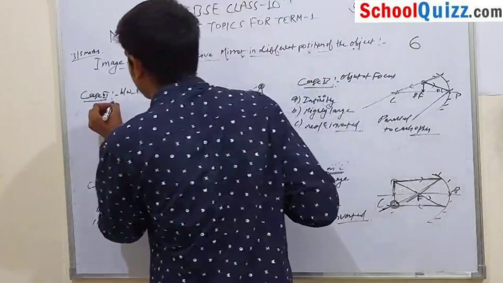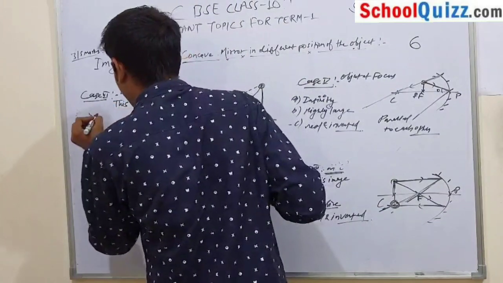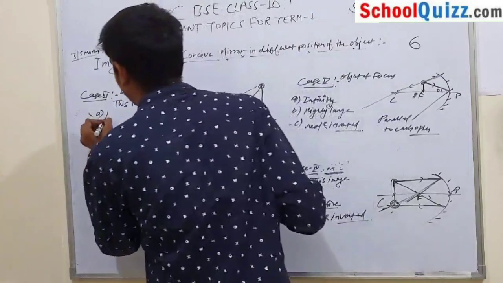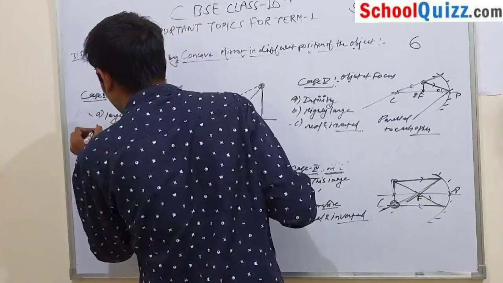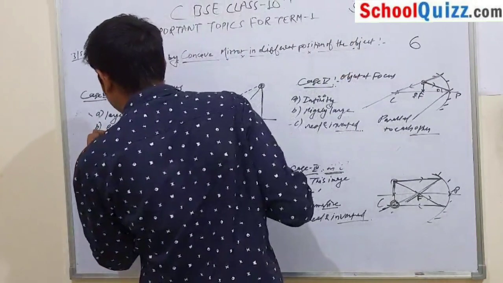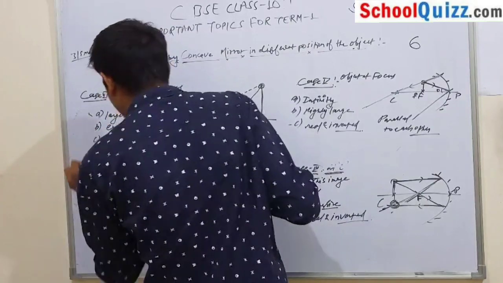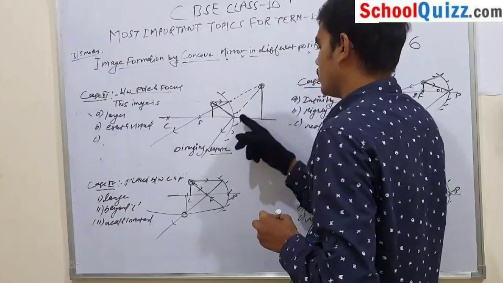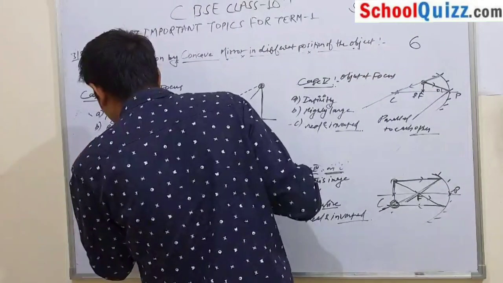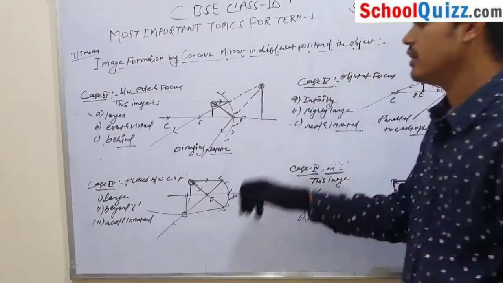So this image is, first, larger than the object. Second, it is virtual and erect. And the third case is that it is found behind the mirror. This is all about your sixth case.